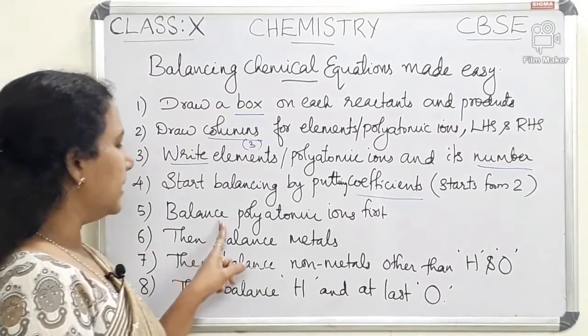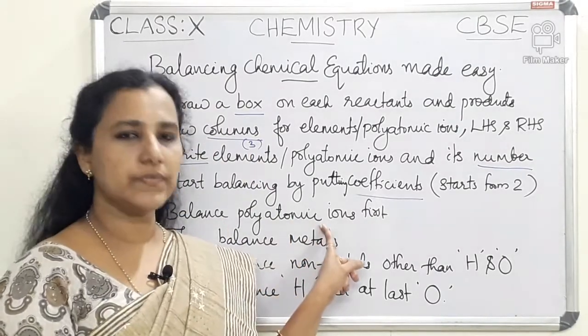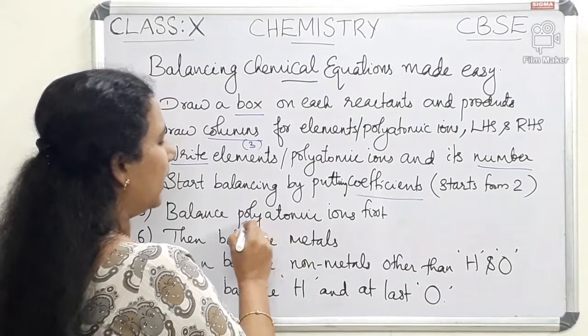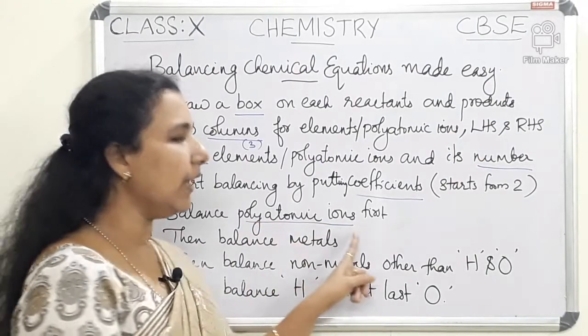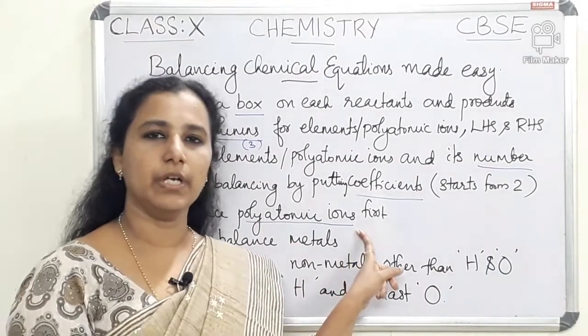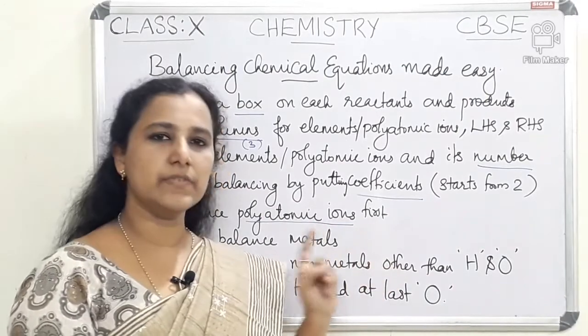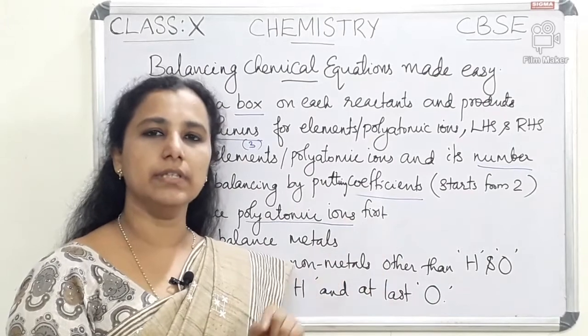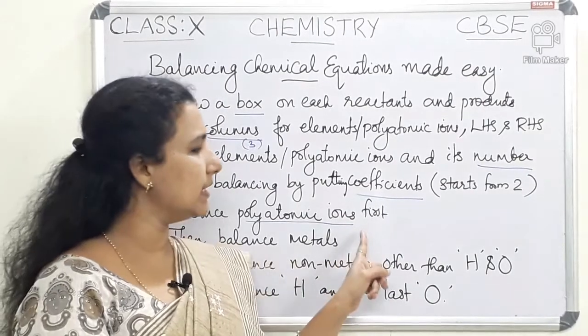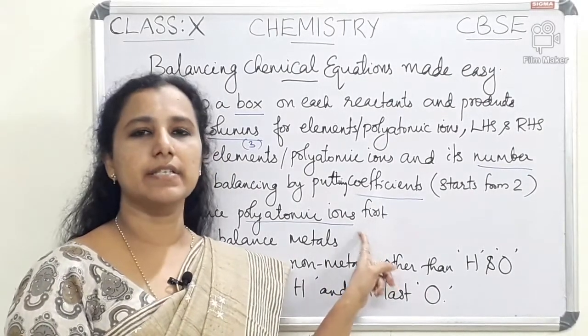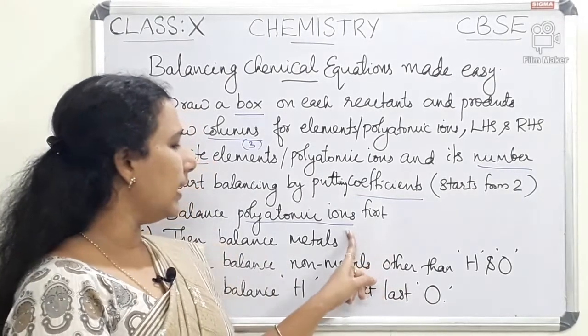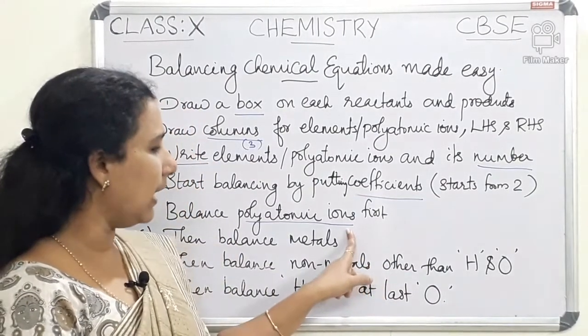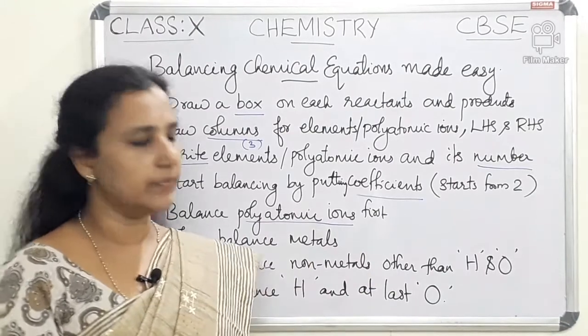Then the fifth point is balance polyatomic ions first. If there are polyatomic ions, visible clearly on the reactant side and product side, you can write the polyatomic ions and you have to balance them first.